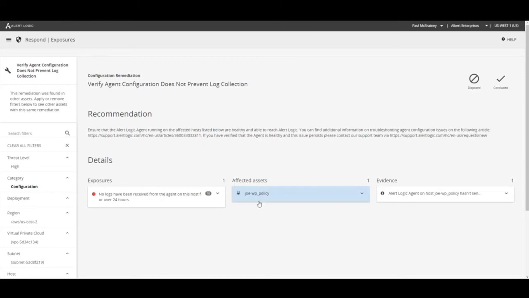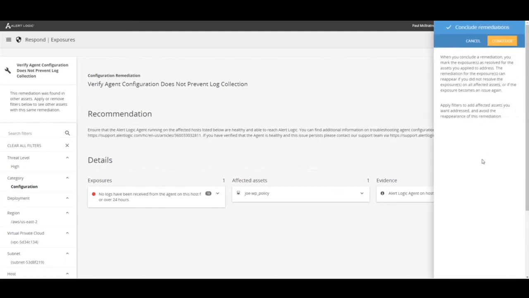What you would want to come in here and do, and it tells you what the server is, this tells you what has happened. Now here's another common scenario. This server is no longer online, and that's why we haven't seen that. So your two options are disposed or concluded. Concluded is going to mean I've taken care of this. It isn't an issue anymore. And if we continue to see that as an issue, we're going to raise it again tomorrow.